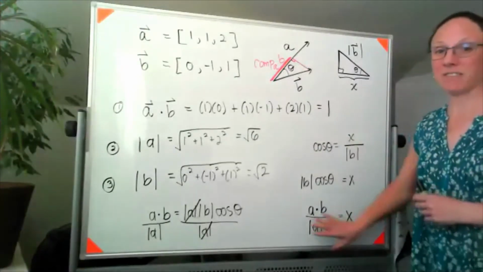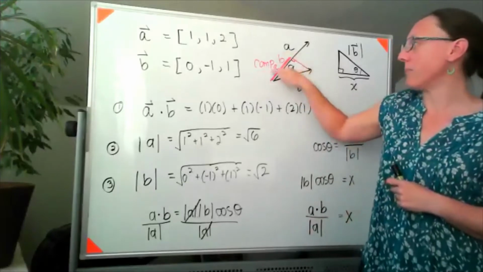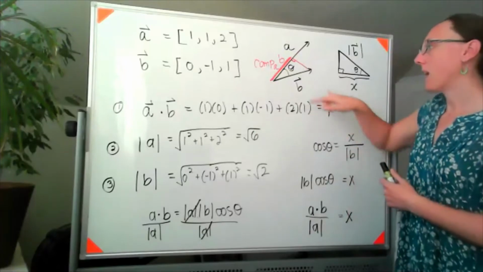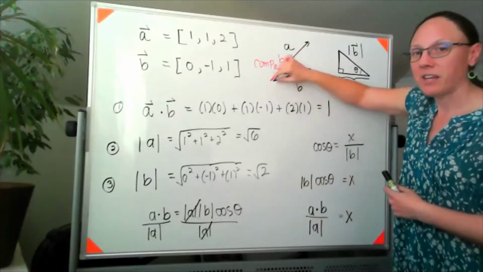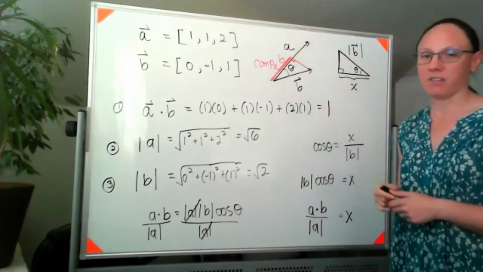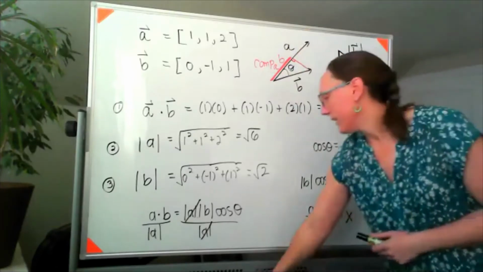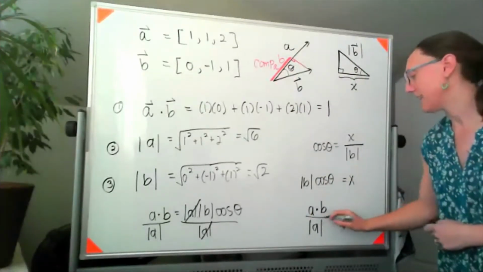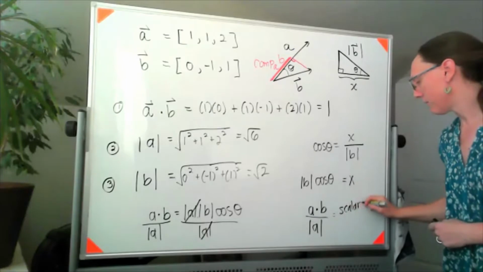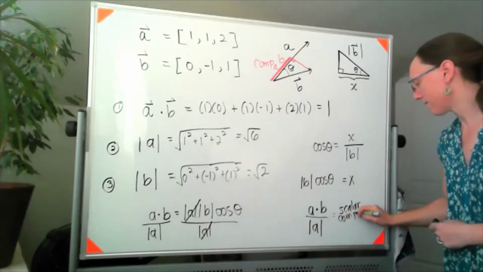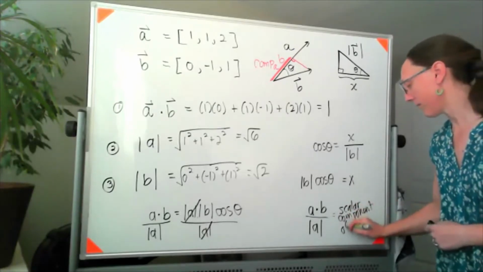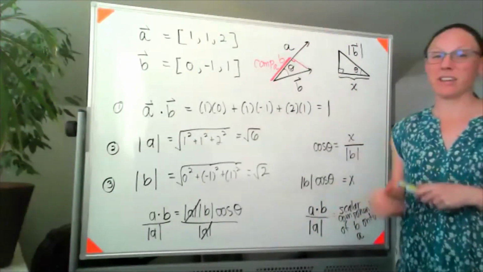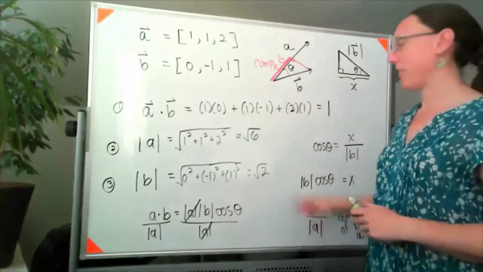And our textbook gives that a special name and calls it the comp of B onto A, or the scalar component of the part of the vector B that is in the direction of the vector A. So this right here is our formula for the scalar component of B onto A.